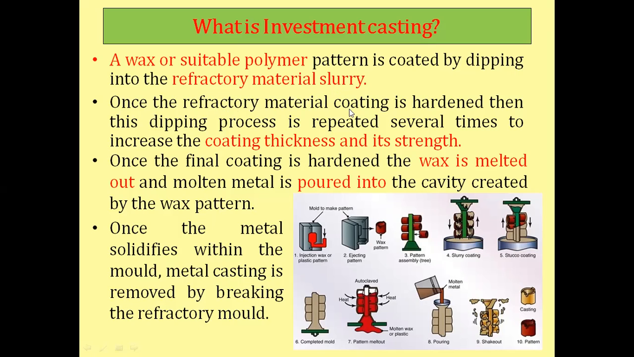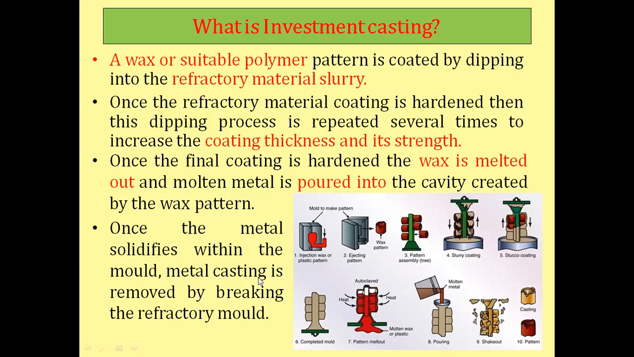Once the refractory material coating solidifies, it becomes hardened. Then this dipping process is repeated several times to increase the coating thickness and its strength. That means inside the coating, inside the refractory slurry material, the pattern will be there, and that pattern is made up of wax or some suitable polymer material. Once the final coating is hardened, the wax is melted out and molten metal is poured into the cavity created after removing the wax pattern.